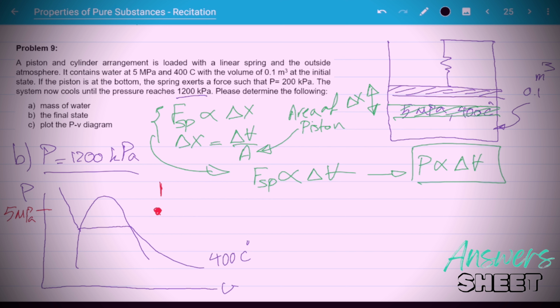The second point is actually given in the problem. It says when the piston is at the bottom, the spring exerts a force such that P is 200 kilopascals. So when we are here in the origin of this, where specific volume is 0, pressure is still 200 kilopascals. These are the 2 points on the line of our cooling down process. So I found the black line, which is the process line. All I need to do is find the equation for this line.